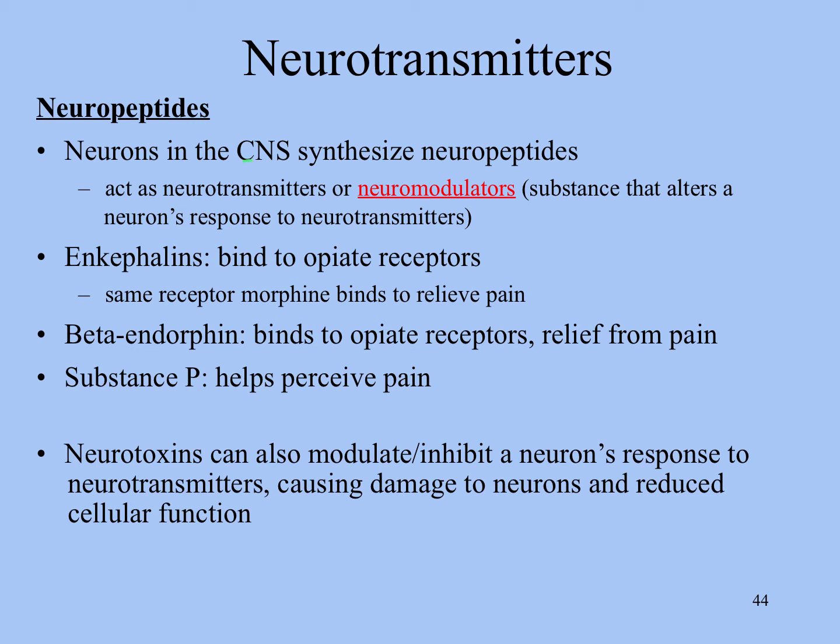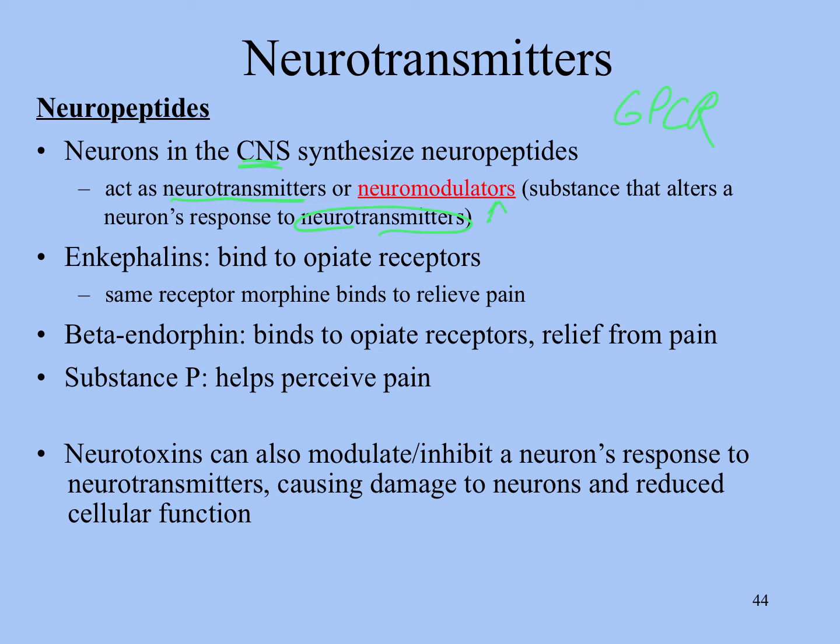Neuropeptides can act in the central nervous system directly as neurotransmitters, where they will produce slow responses, because instead of opening up ion channels, they activate G protein coupled receptors, which is a much slower response, or they act as neuromodulators, which alter a neuron's response to neurotransmitters. So in other words, these will affect how the ligand-gated channels will open or close.